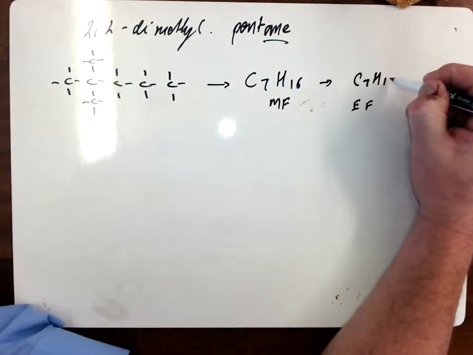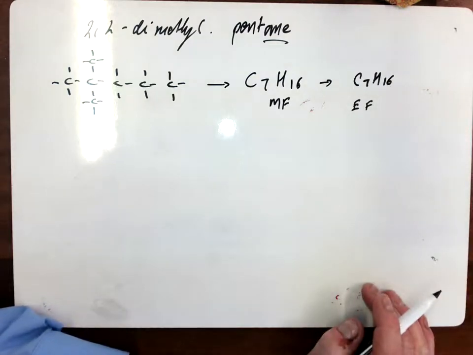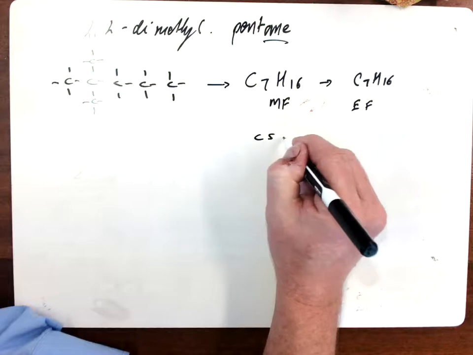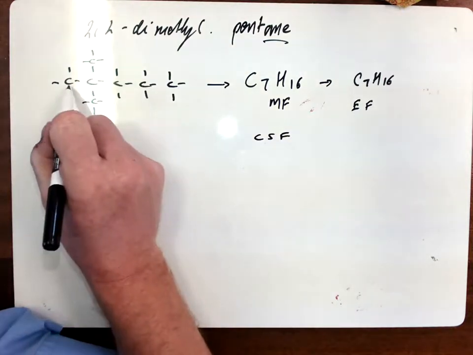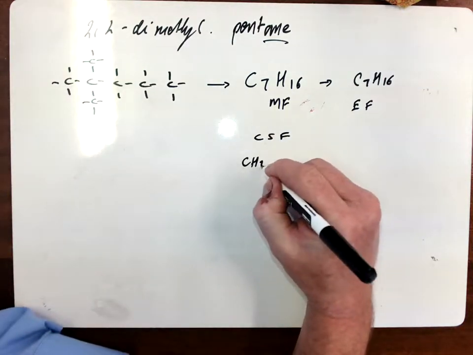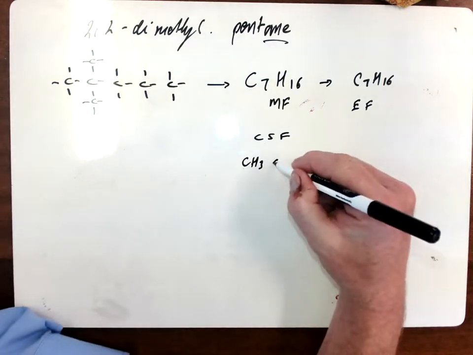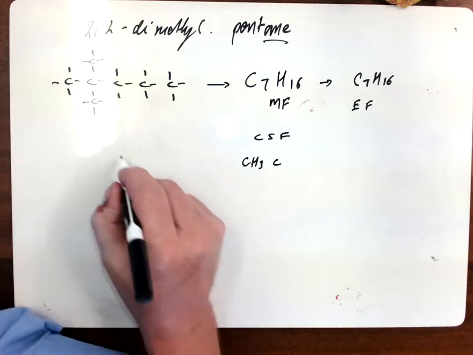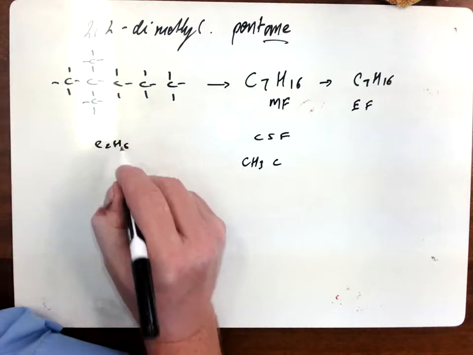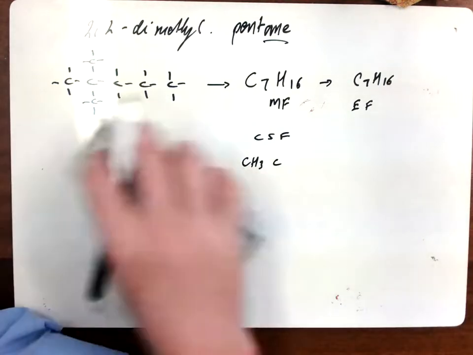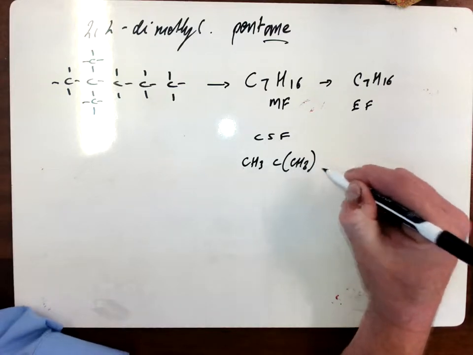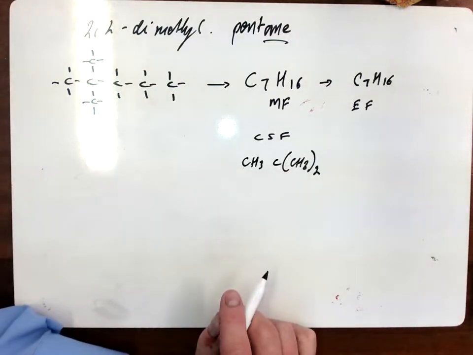Okay, so those two are the same. Then we're into condensed structural formula. Here we've got a CH3, so I'm going to go CH3. Then we have a carbon which has got 2 CH3s attached to it. So I don't write C2H6 for the 2 CH3s, that would not be reflecting the presence of 2 CH3s. So I bracket it. I have CH3 and I have 2 of them.